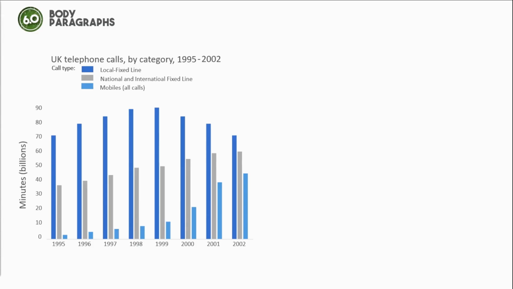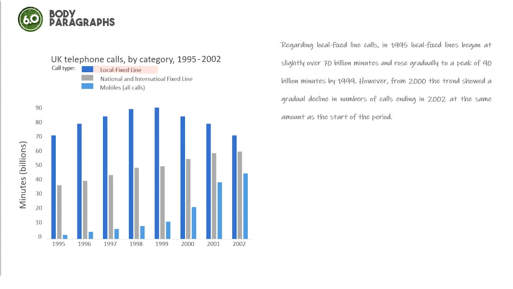Furthermore, this is the body paragraph example with a band score of 6.0. Regarding local fixed line calls, in 1995, local fixed lines began at slightly over 70 billion minutes and rose gradually to a peak of 90 billion minutes by 1999. However, from 2000, the trend showed a gradual decline in numbers of calls, ending in 2002 at the same amount as the start of the period.